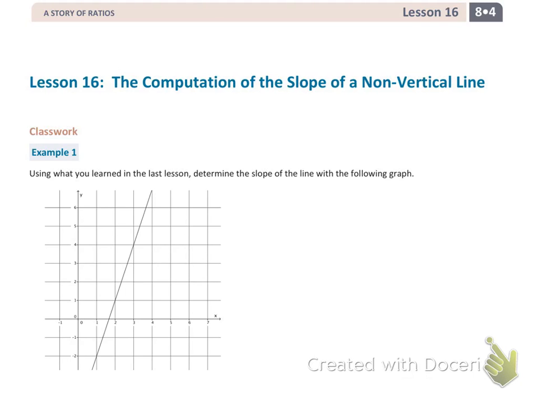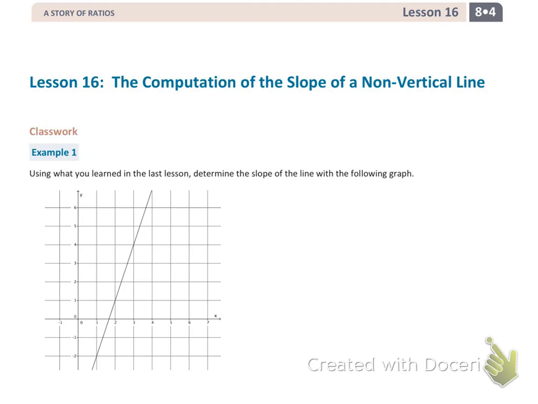Okay, so using what you learned in lesson 15, let's look at example 1. Determine the slope of the line that has this graph right here. And while you're at it, you can look at example 2 as well if you're feeling confident. So pause the video and then come back and we'll look at example 1 and 2 together.